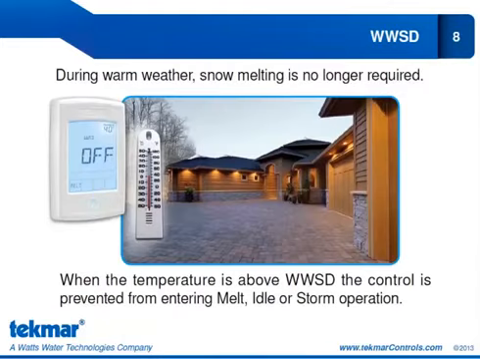The 654 does feature warm weather shutdown, which is a way to save energy. So when the temperatures rise above your warm weather shutdown setting, we are not going to be seeing snow. The temperatures are higher than those where we do experience snowfall. And so the control will be prevented from entering the melt, idle, or storm states.